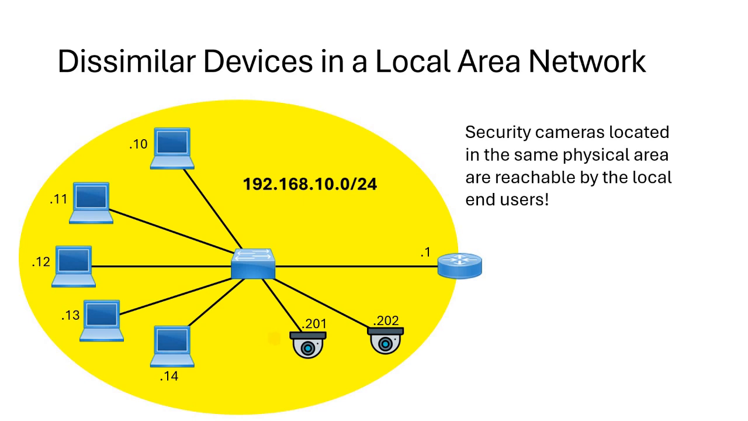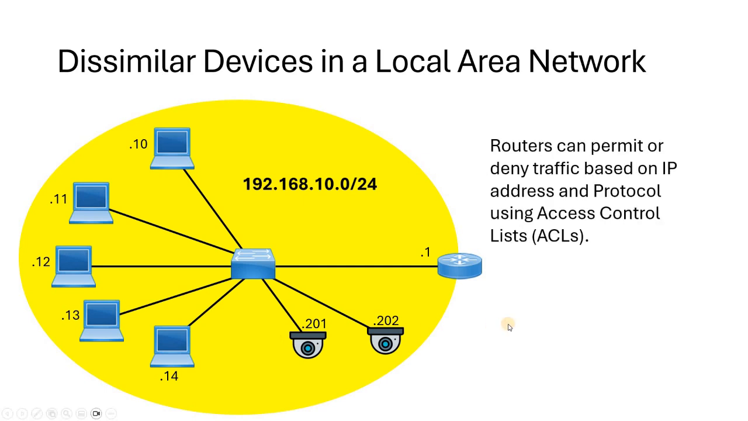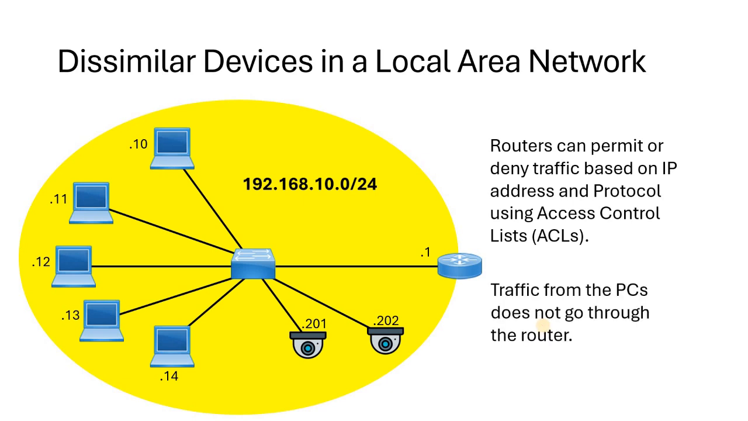devices. In this example, we see some security cameras on the same network as our end users. We don't want them to be able to reach the end users without going through a router, because a router gives us the ability to permit or deny traffic based on the IP address and protocol using access control lists. Traffic through the PCs does not go through the router. So as we look right here, traffic on these PCs can go through the switch and directly connect to these cameras without any way of filtering.